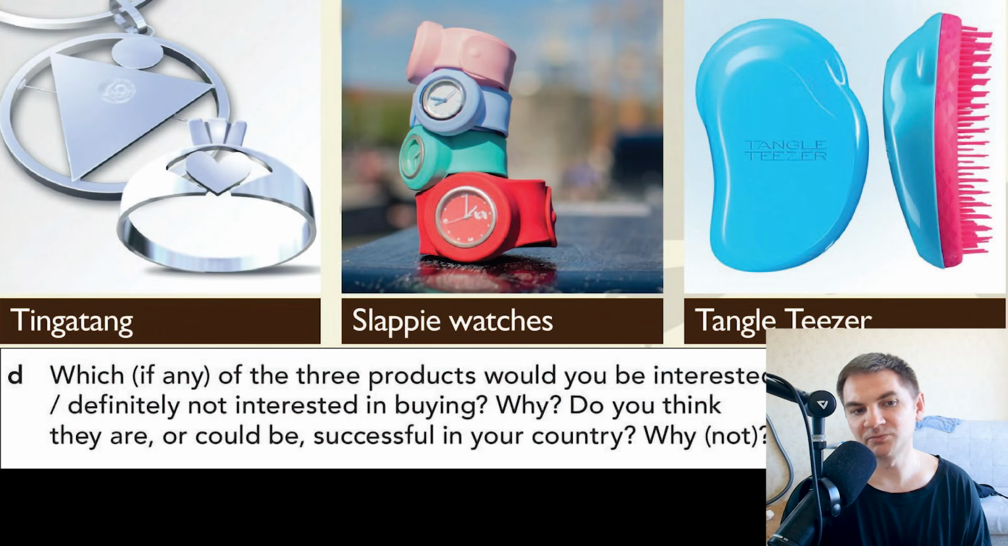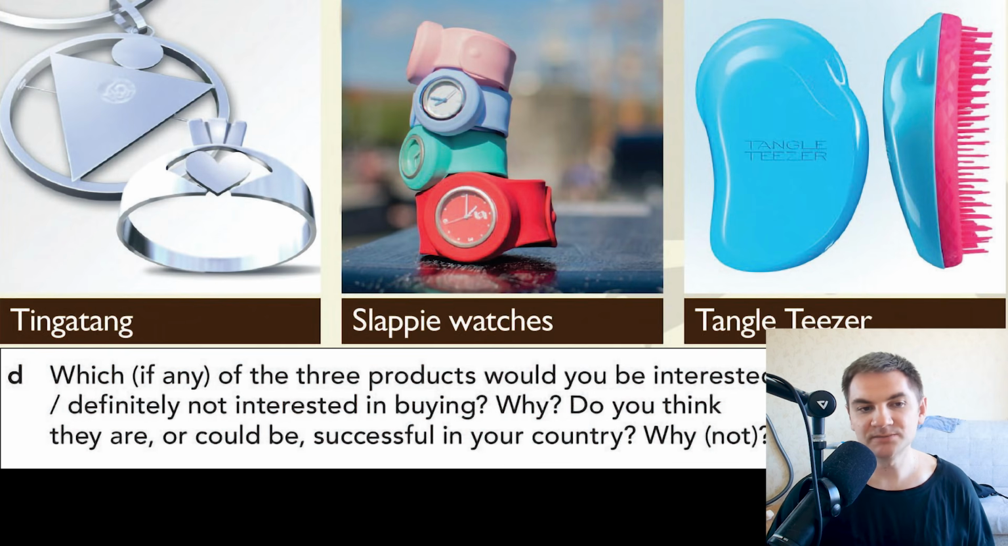For example, would you buy a Tangle Teaser if you have long or curly hair? Would you buy a Slappy watch as a gift for a teenager? Would you buy Tingatang jewelry for yourself or someone special? Or maybe none of them interest you. That's fine too, just explain why.